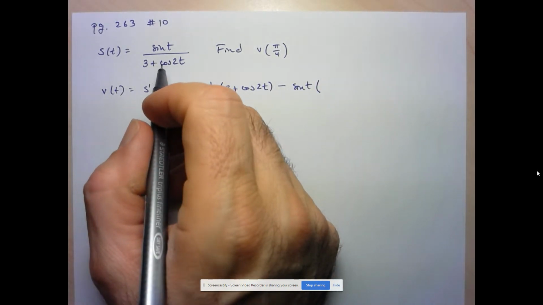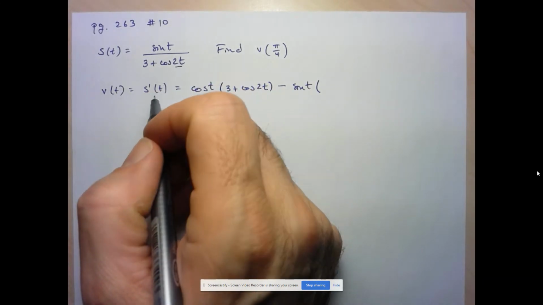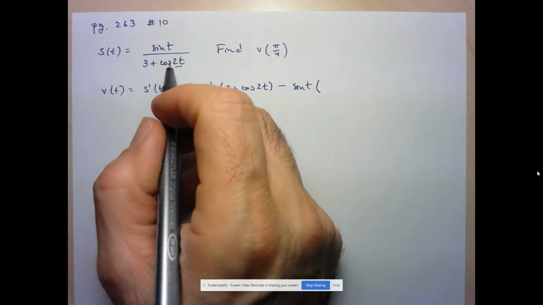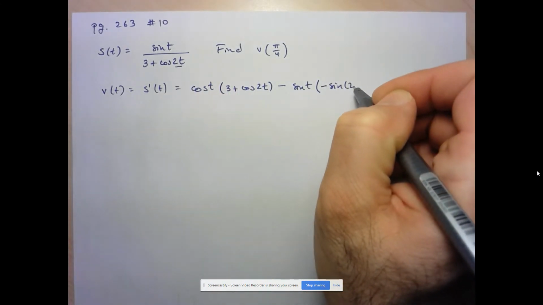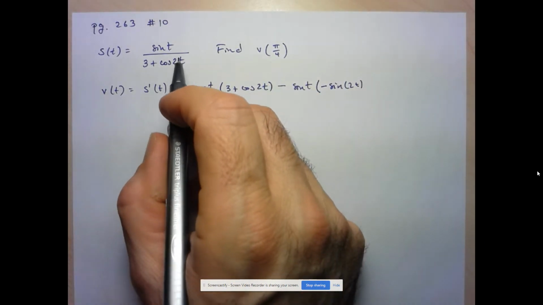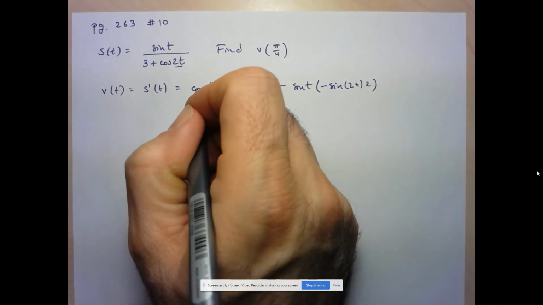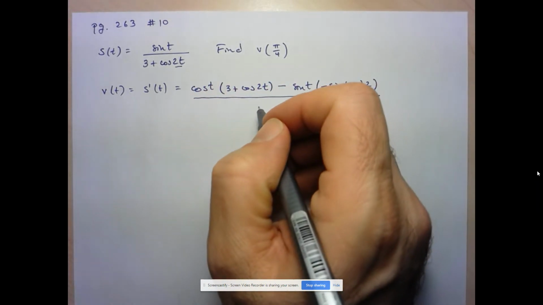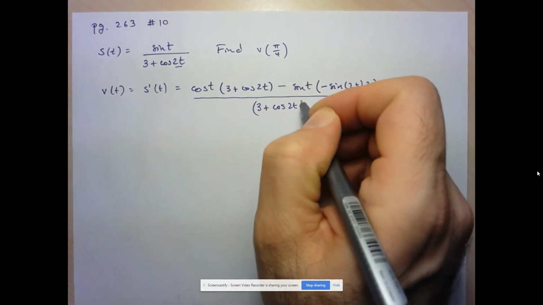In order to find the derivative of cos 2t, though, we need to use the chain rule. So our 2t is like our u. So the derivative of cos u is negative sine u. So negative sine of 2t. All right, and then I have to multiply that by the derivative of u. Derivative of 2t, of course, is just 2. And all that over the square of the denominator. So 3 plus cos 2t all squared.